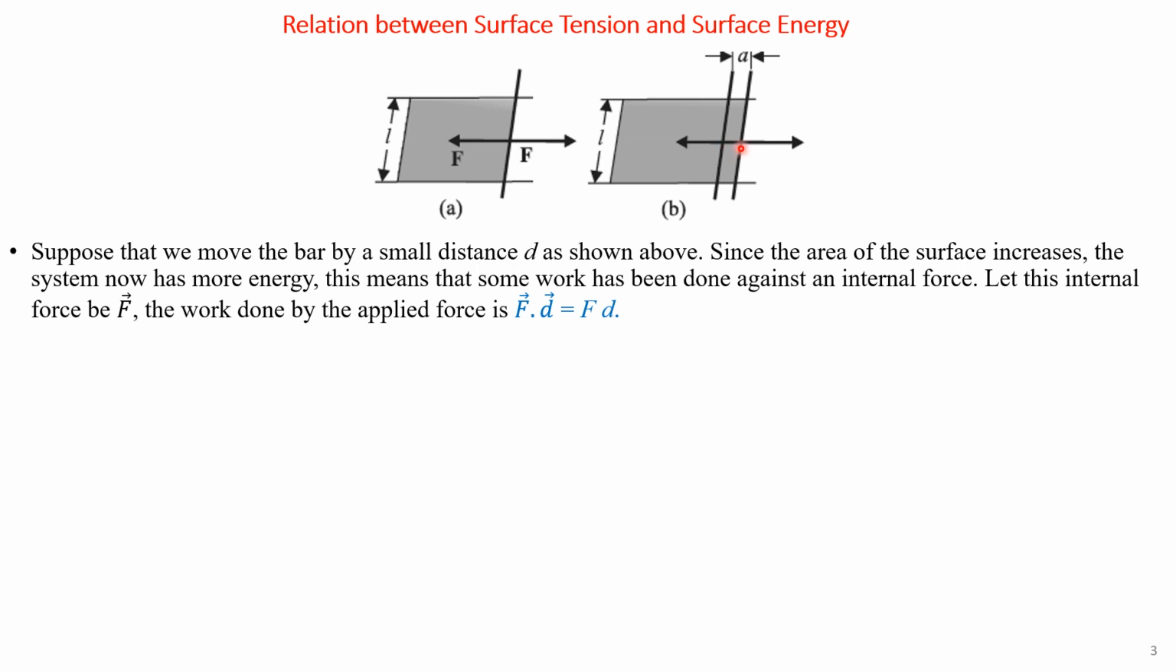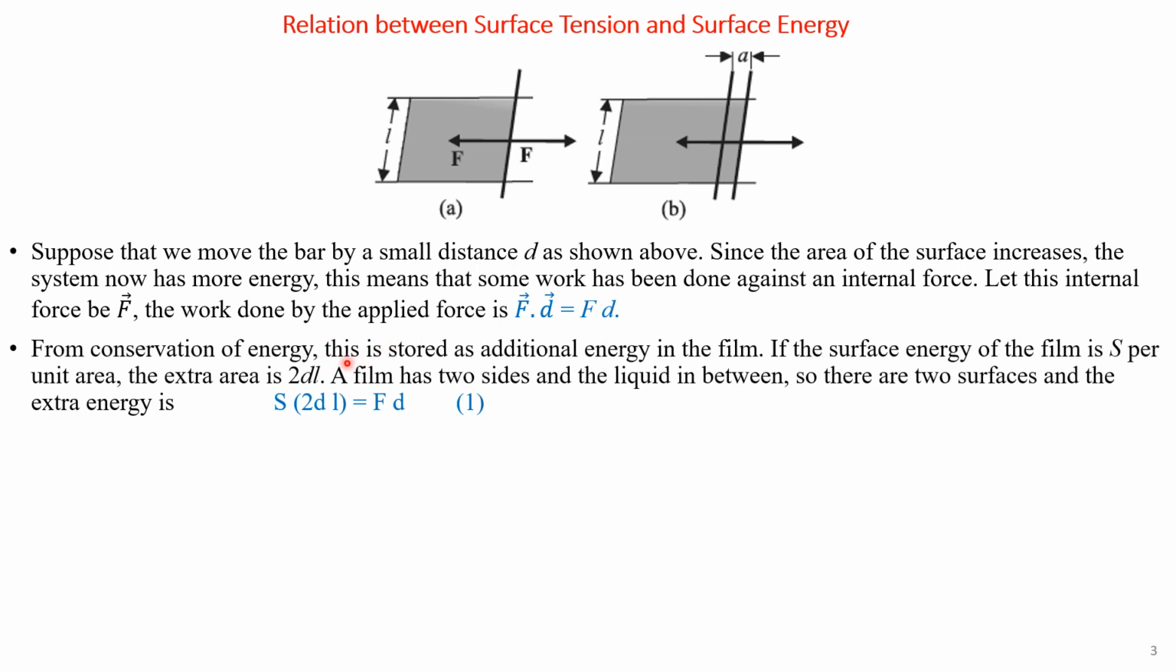This means that some work has been done against an internal force. Let this internal force be F vector F. The work done by the applied force is given by the relation force into distance, F into d, that is equal to F d. From the conservation of energy, this is stored as an additional energy. If the surface energy of the film is S per unit area, the extra area is 2 into d L. That is because the film has two sides and the liquid in between.